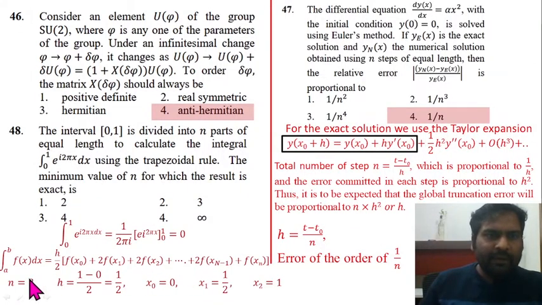Okay, take n equal to 2. In that condition, your final minus initial, so 1 minus 0 by 2, 1 by 2 is your step. So just calculate it by putting in these values: x0 is equal to 0, x1 is equal to 1 by 2, x2 is equal to 1. You will get that your solution is again equal to 0. So in this condition, option A is correct. By putting n equal to 2, we can get the exact solution.